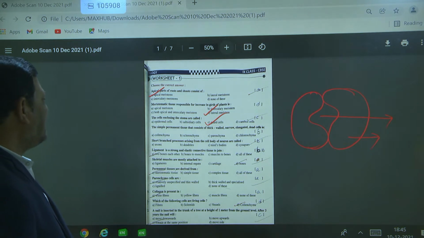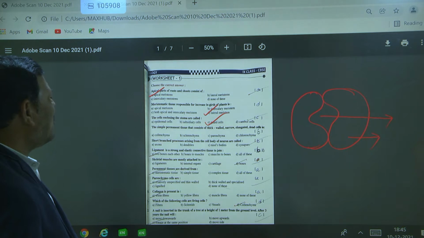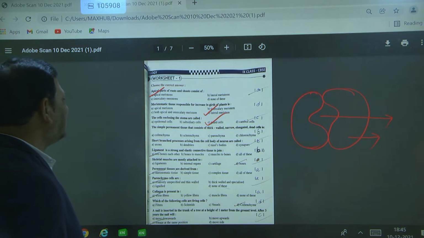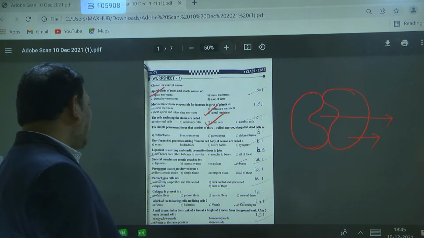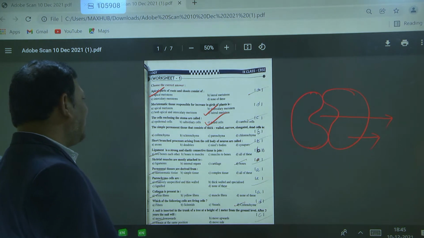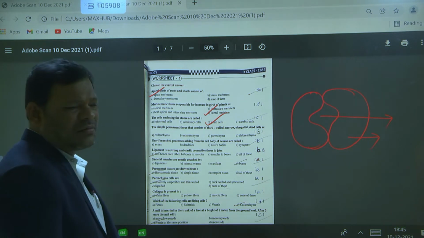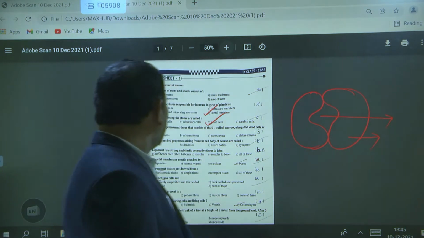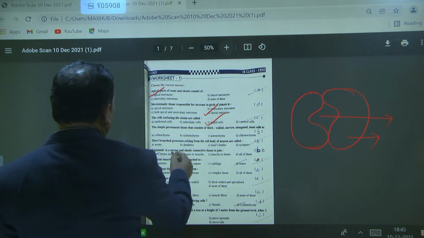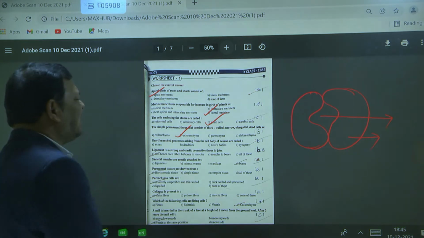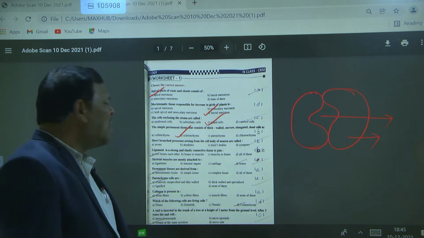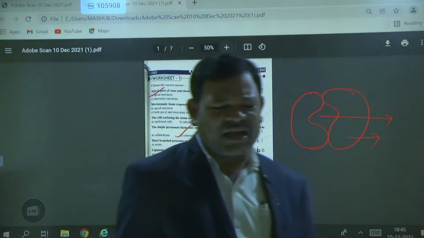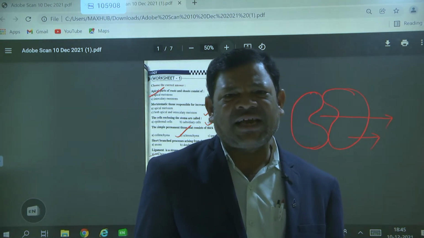Next, the simple permanent tissue that consists of thick-walled, narrow, elongated dead cells. In which are the dead cells present? Collenchyma, sclerenchyma, parenchyma, chlorenchyma. Sclerenchyma, sir. Option B. Actually in parenchyma and collenchyma the living cells are present. Only in sclerenchyma are the dead cells present. So that's why option B is the correct answer.